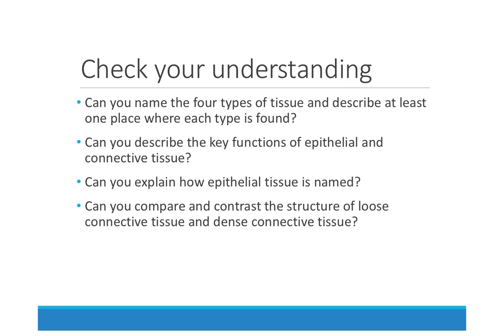So that covers what I wanted to introduce you to with epithelial and proper connective tissue. So can you name these 4 types of tissues and describe at least one place where each type is found? I think you can guess where we find muscles and nerves. Can you describe the key functions of epithelial and connective tissue? Can you explain this naming system of connective tissue based on the shape of the cells and how many layers they are? And can you contrast the difference between loose connective tissue and dense connective tissue?